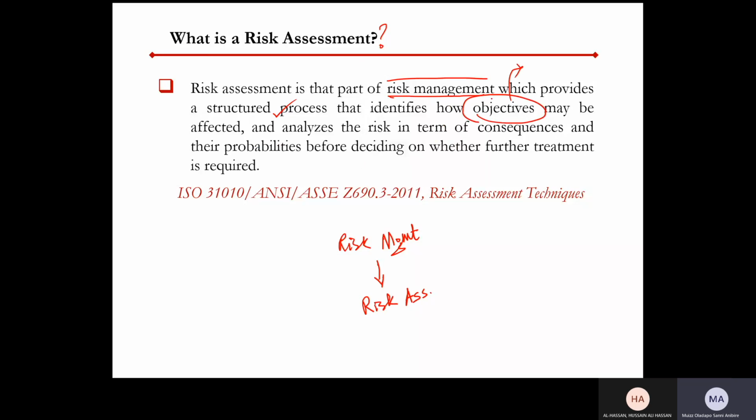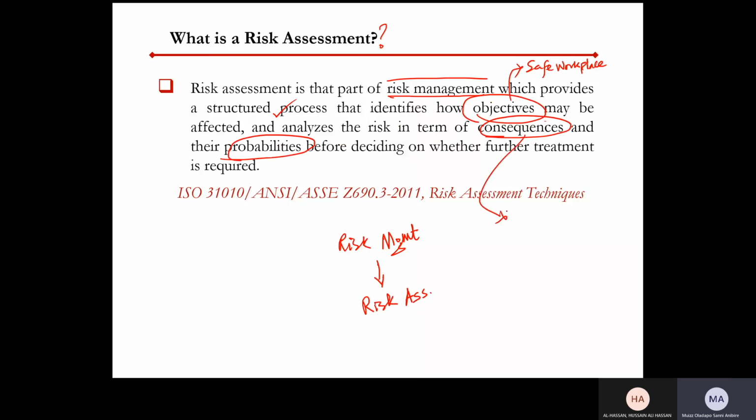If your goal is a safe workplace, for example, what's the definition of a safe workplace? A place where you want to avoid accidents and near misses. It depends what exactly your objectives are. Risk assessment is determining how these may be affected and analyzing the risk in terms of consequences and their probabilities. So basically, risk has two main domains: one is the consequence, and the other is the probability. We're going to define each of these terms.